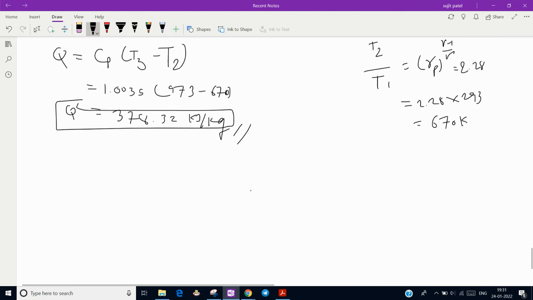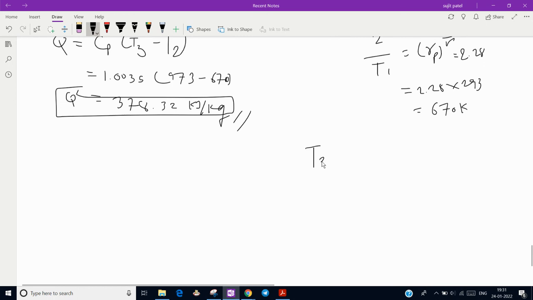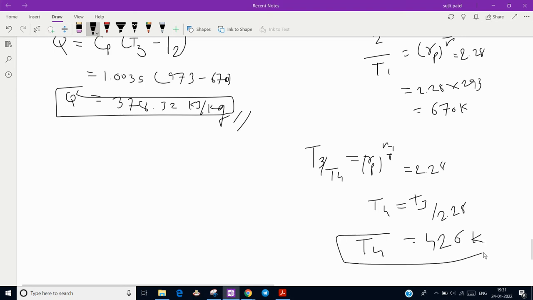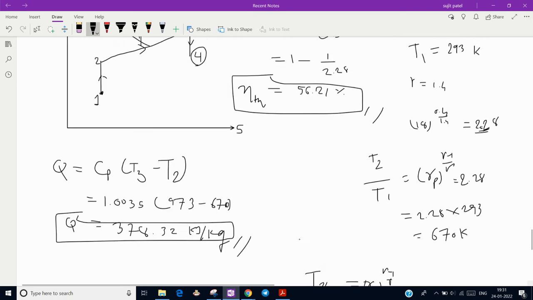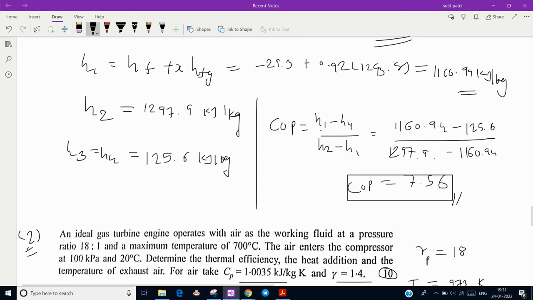And now they have asked us to find the temperature of the exhaust gas, that means T4. Again, 3 to 4 is an isentropic process, so T3 by T4 is equal to pressure ratio power gamma minus 1 upon gamma, which is 2.28. So T4 is equal to T3 by 2.28. T3 we know is 973. When you divide, you will get 426 Kelvin for T4. So this is the answer of all the three values that they have asked, and it is a 10 marks question. This is also again a good question. So you can easily score 10 marks and 20 marks over here.